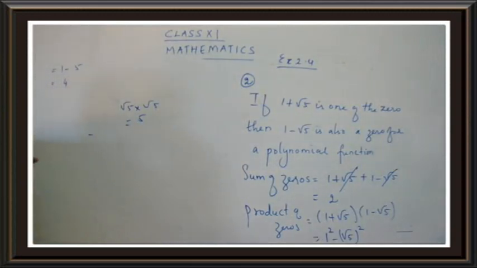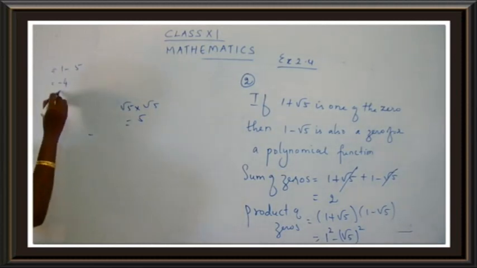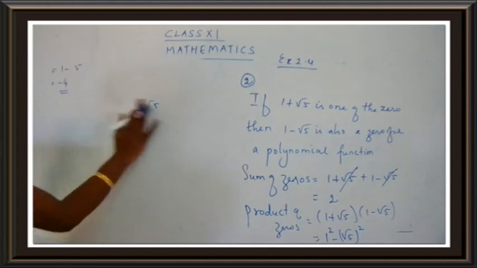Sign of the bigger number? 5 is the bigger number, and the sign of 5 is minus. So you get the answer as minus 4. So I have found two values.